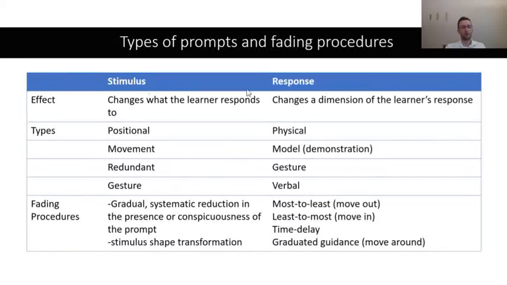So, differences between stimulus and response prompts. The effect of a stimulus prompt is it changes what the learner responds to. The effect of a response prompt is it changes the dimension of the learner's response. In other words, let's say, it makes the response more likely.